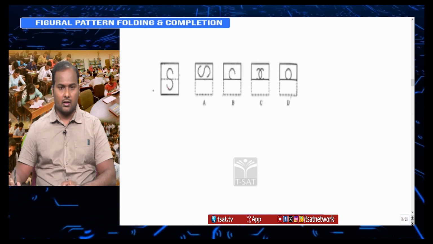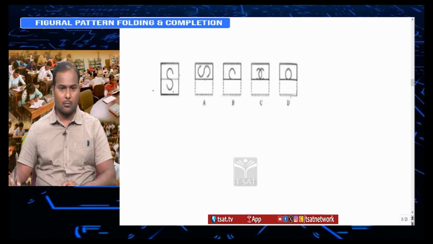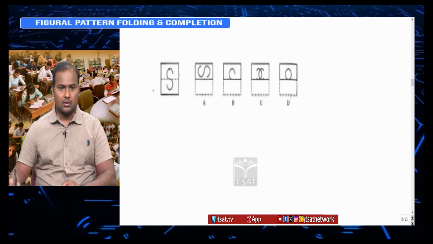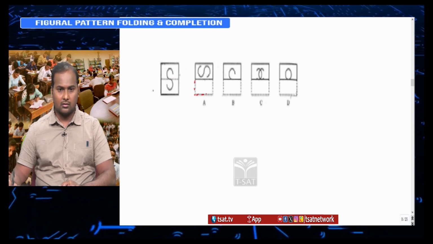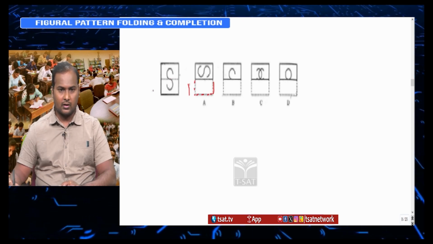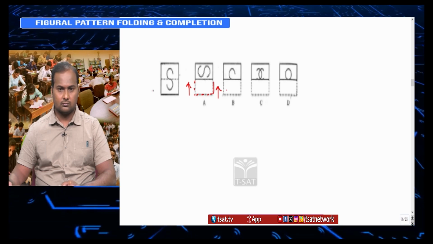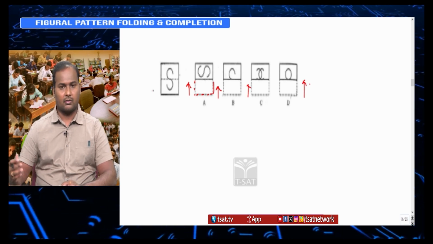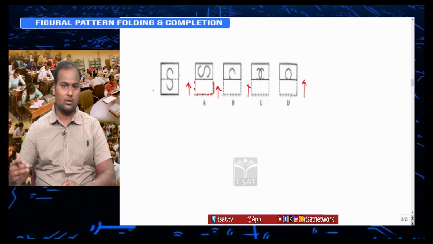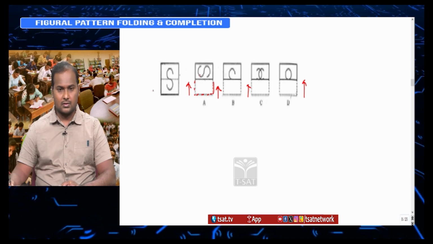See, in this case, he is folding the paper from bottom to top. So whenever he is folding the paper from bottom to top, see here, this is a dotted line. This dotted line indicates he is folding in this direction. You need to observe the folding also from left side to right side, or right side to left side, or bottom to top, or top to bottom also.